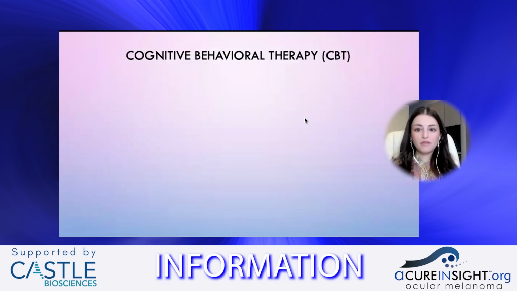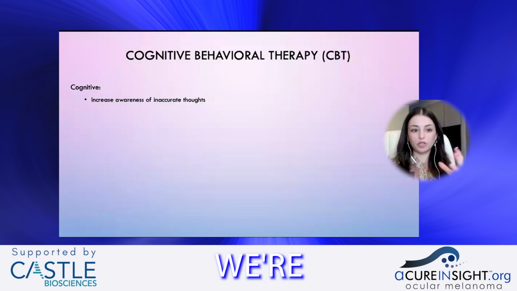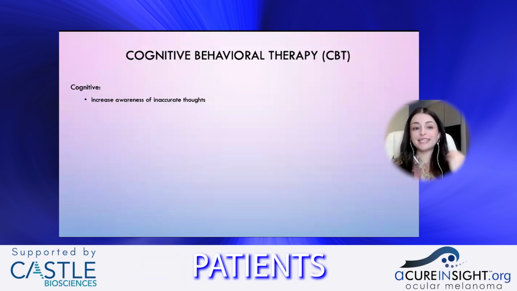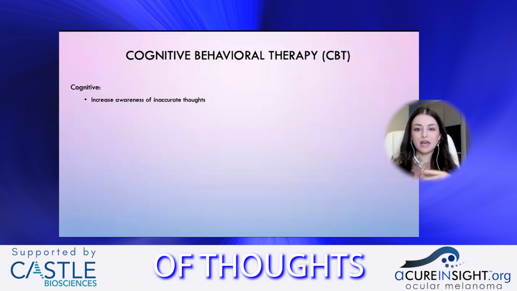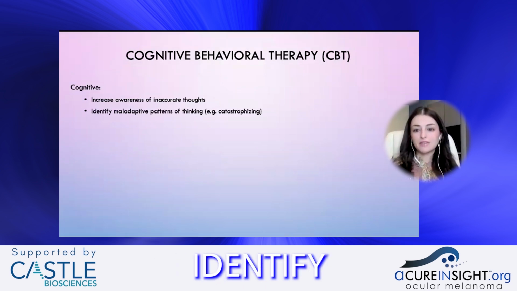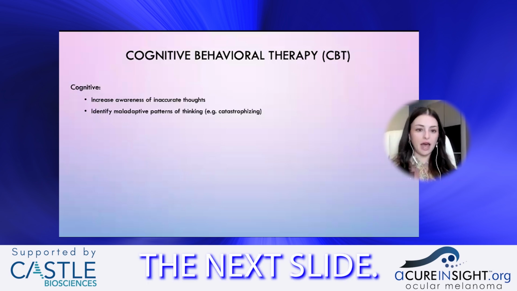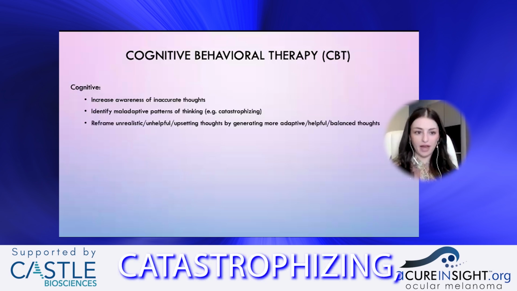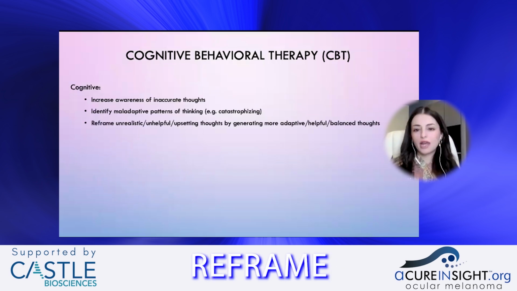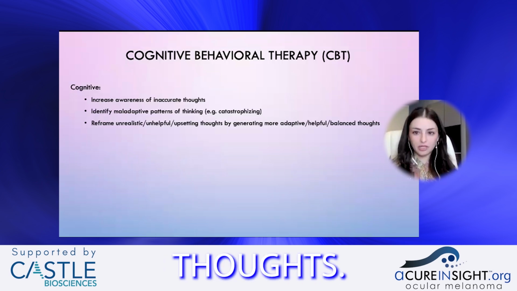So some other information about cognitive behavioral therapy. So we have the cognitive piece, right, which is what we're talking about. So we help patients increase their awareness of thoughts that are maybe not fully accurate, help them identify maladaptive patterns of thinking. And we're going to talk more about that on the next slide. So an example of that might be catastrophizing, and help people reframe unrealistic thoughts and creating more balanced, adaptive thoughts.